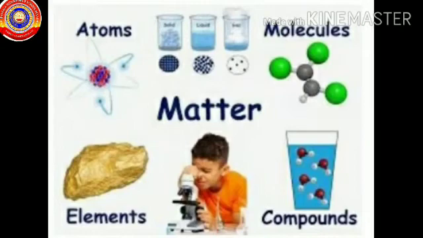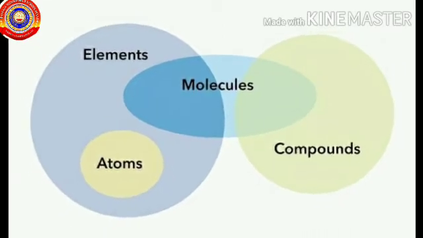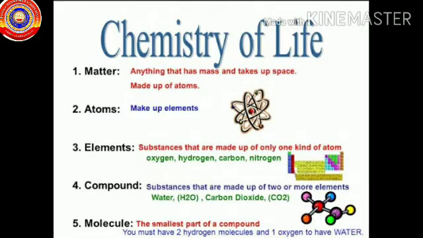Let's start the class. A wide variety of substances are present in our surroundings. You have understood that all these substances are made up of molecules, which in turn are made up of atoms. Based on the number of atoms present in molecules, substances are classified into elements and compounds. Let's recall about this once again.